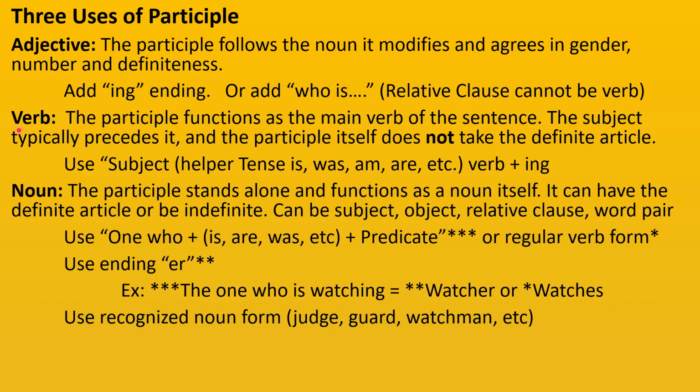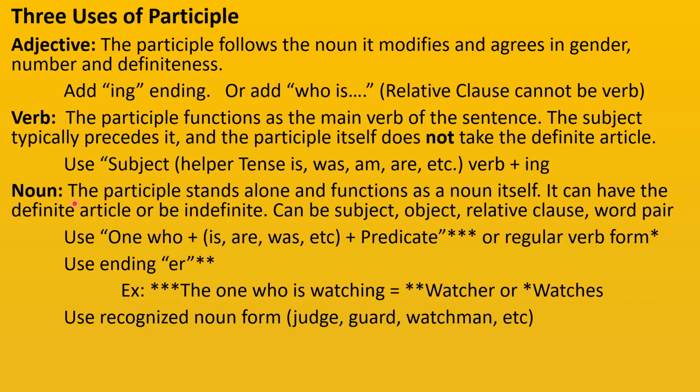So, but if you identify it as the verb of the sentence, then typically this is the way you would translate it. The subject of the sentence is, was, am, or are, or you add your helper tense. So the subject of the sentence is verbing, or was verbing, or they are verbing. Okay, so that's how you would translate it, typically if it is the verb.